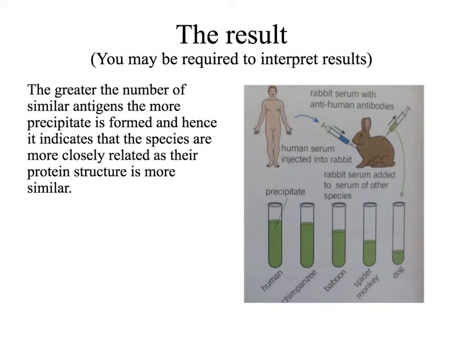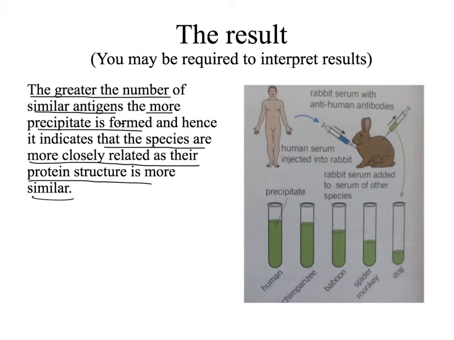Now, what we can then see is that the greater the number of similar antigens, okay, the more precipitate is formed. And so the more precipitate formed, because they had a greater number of similar antigens, that tells us that the species are more closely related because their protein structure must be more similar. If their protein structure is more similar, they're going to have similar shaped antigens, and hence they would form more precipitate with these antibodies that were formed to that antigen.